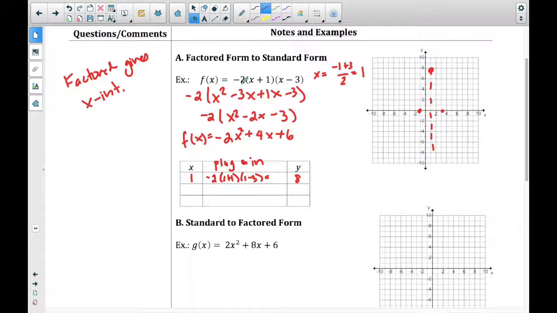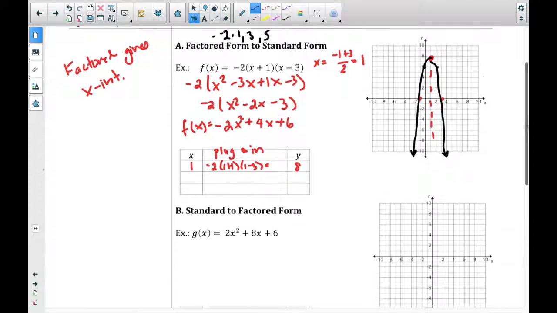Now, because of that -2, we've learned our 2, 6, 10 rule. That is, we take 1, 3, 5, and we multiply it by -2. And that gives us -2, -6, -10. So I'm going to go down 2 units, and then I'm going to go down 6 units, and then I can go down 10 units. And that's going to be my parabola. If I needed other points, I can plug those into my table also. But that is going from factored to standard.